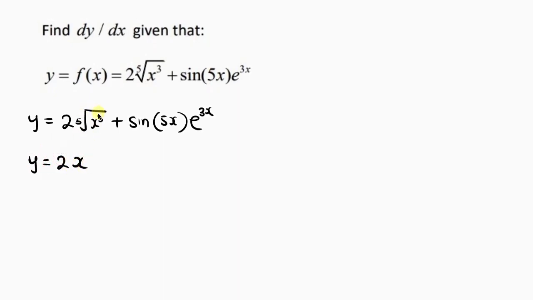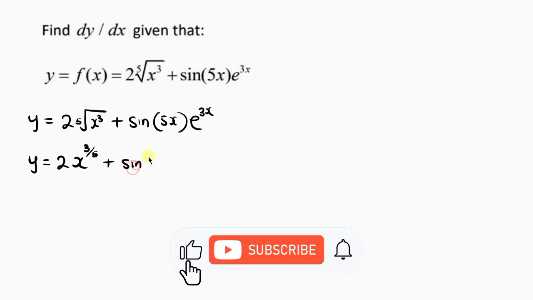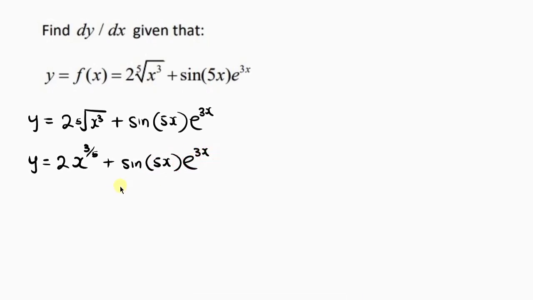You know, when a root is being identified as a fractional power, the power here on this x is the numerator, while the root is the denominator. That's how to identify roots on a power basis. So a root is a fractional power, whereby the power remains the numerator, then the root is the denominator. Now let's write plus sine 5x times exponential 3x.